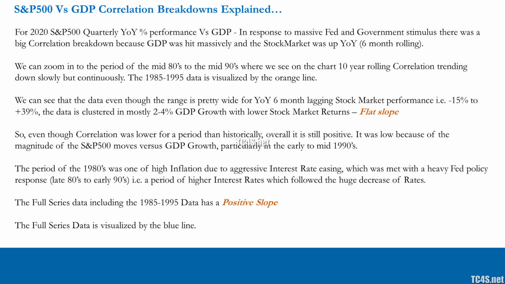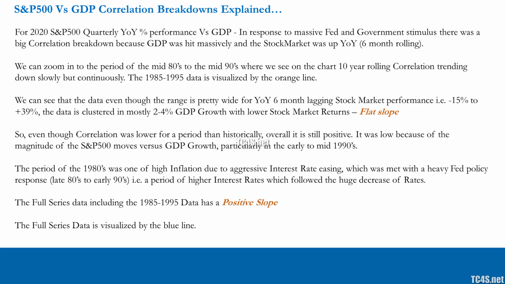Now, we mentioned the period from the mid-80s to the mid-90s for the 10-year rolling correlation. When we look at that on a chart, we can see that correlation was coming down for the entire period, okay? And it really got low in the early 90s and mid-90s. That's when it got really low, okay?